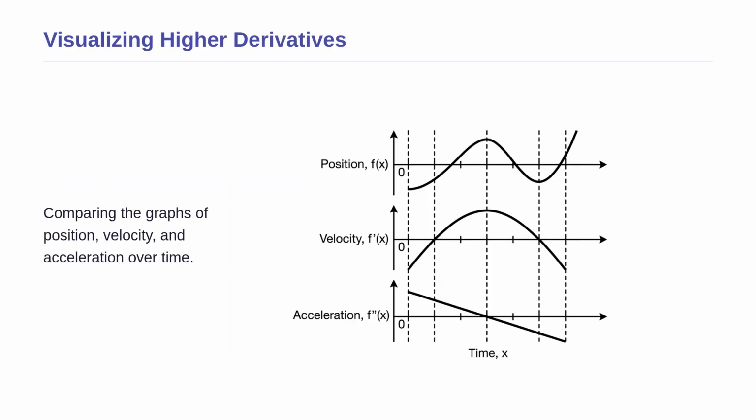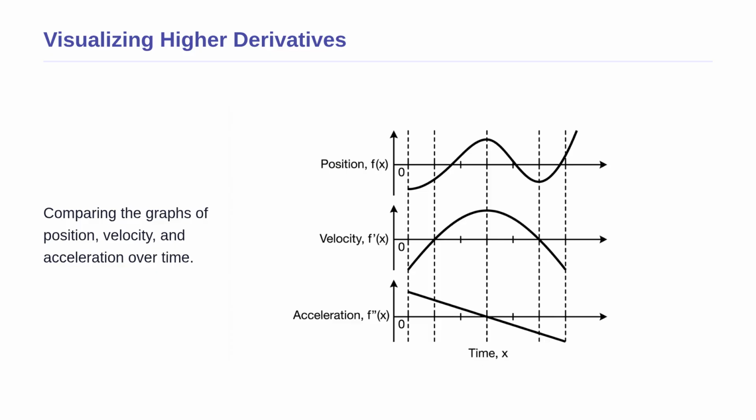This physical concept we just discussed can be seen clearly when we graph these functions. Look at the top graph, which represents position. Notice what happens when the position curve reaches a peak and flattens out. At that exact moment, its slope is zero. If you look directly below at the middle graph, which is velocity, you will see it crosses the zero line at that exact same moment.